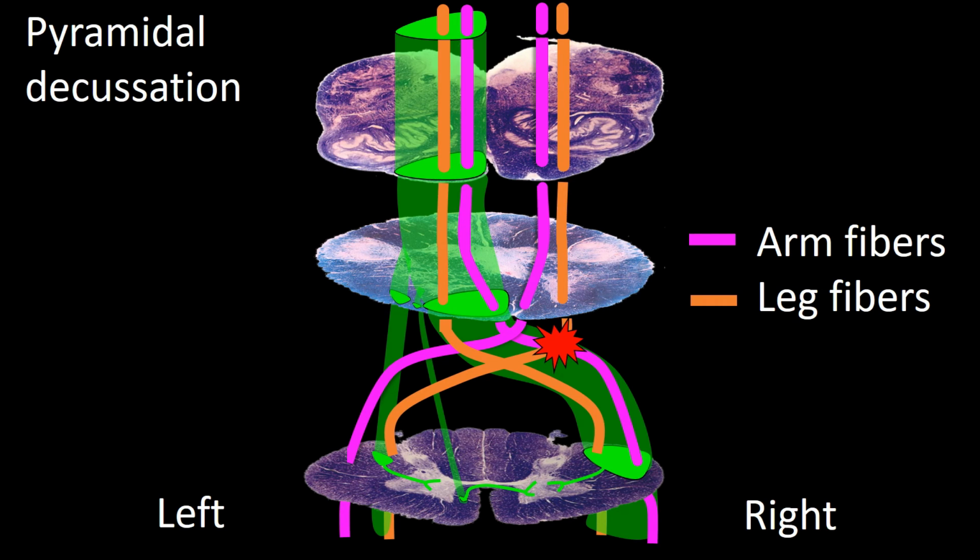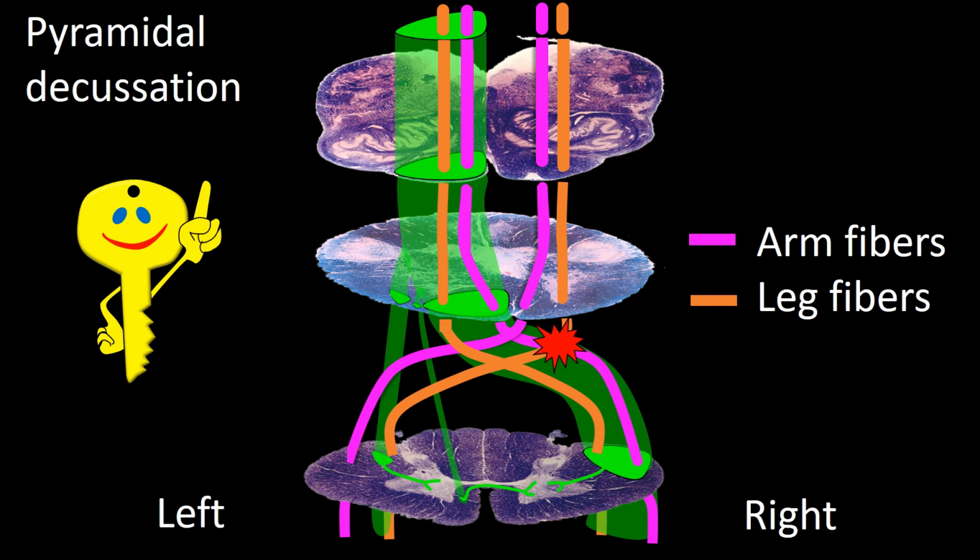It is due to a lesion at the site shown by the red burst. The arm fibers are injured after crossing and the leg fibers before crossing. This is one to remember because you may find a patient with it and you may find it in your exam.